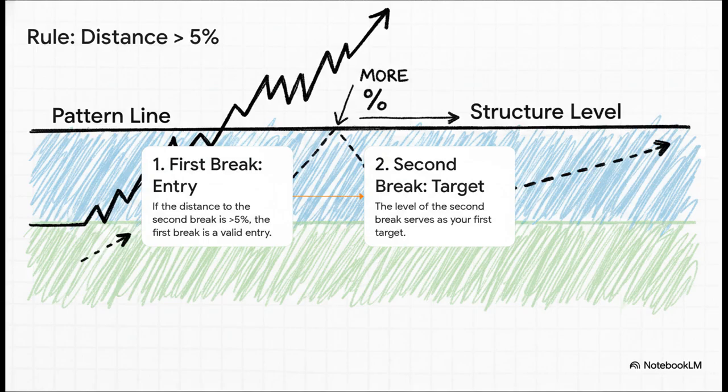Here's the rule. It's so simple. You've got two key levels, the pattern line and the structure level. Okay, so if the price breaks that first level and the distance to the second level is more than 5%, that's a green light. That's a valid entry. You can take the trade on that first break and aim for the second level as your target. There's enough room, enough profit potential to make it worth your while.